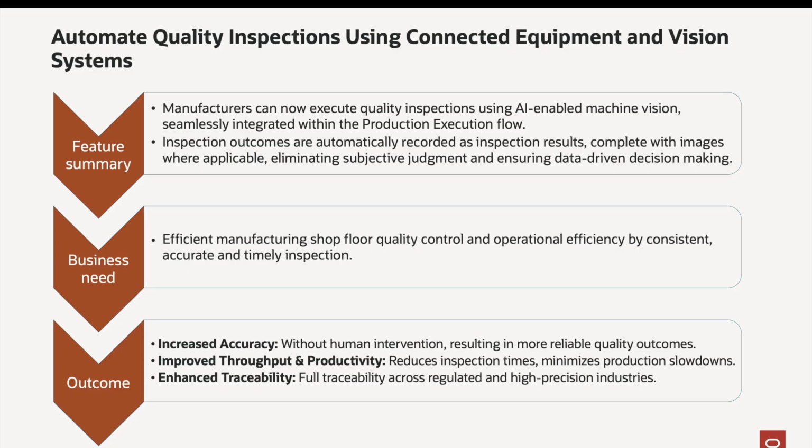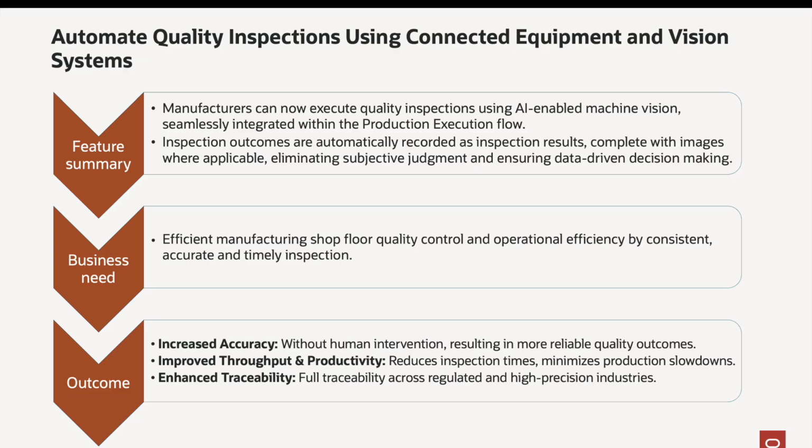This allows operators and supervisors to automatically record visual inspection data in real time, improving accuracy, reducing inspection cycle time, and ensuring complete traceability of inspected products. Automated use of machine vision images for quality results is an optional capability, and manufacturers can determine which inspection characteristics require image capture and analysis. Inspection outcomes are automatically recorded as inspection results, complete with image where applicable, ensuring data-driven decision-making.